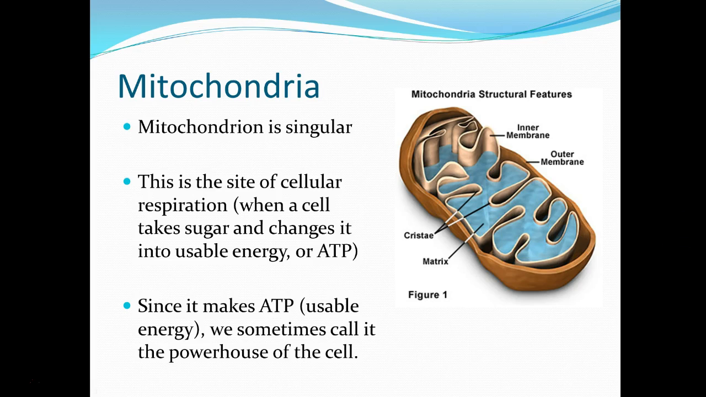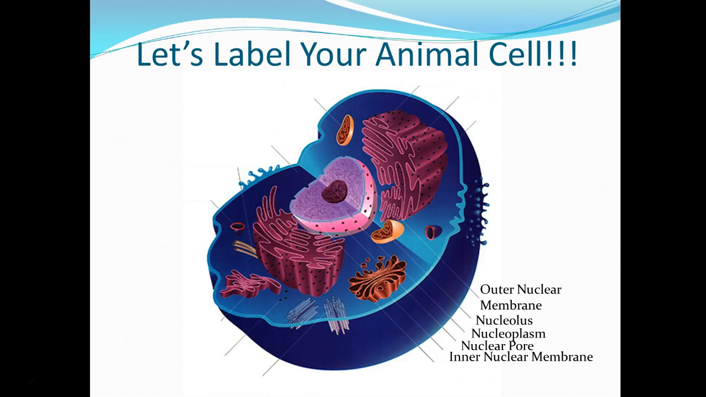Speaking of the mitochondria, mitochondrion is singular, so mitochondria is plural. And this is where the cell really makes most all of its usable energy, or ATP. ATP is the molecule of usable energy. So cellular respiration is the name of the chemical reaction that happens inside of mitochondria. And so, as it says, you may remember from middle school, it's called the powerhouse of the cell, or sometimes the mighty mitochondria, because it's making usable energy.